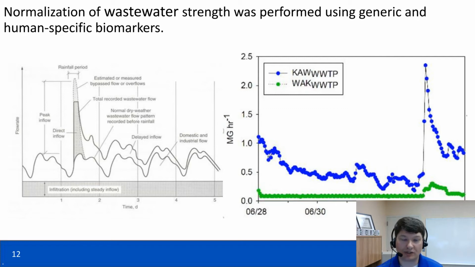I mentioned Wakarusa is a little bit different. The Wakarusa treatment plant is flow limited. And so when we have these really high excess flows, the Wakarusa plant will divert some of its flow to the Kansas.